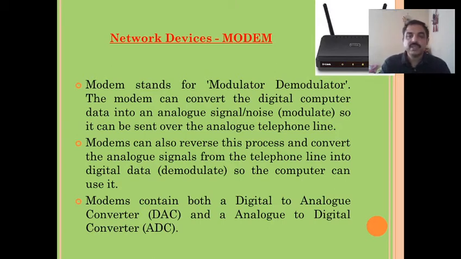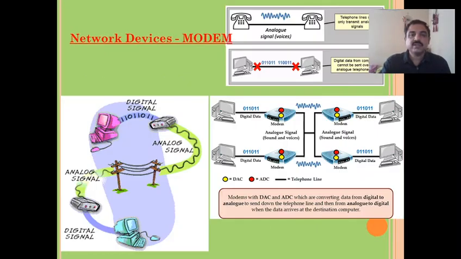So the digital signals that we create using a system cannot directly travel. So we need a conversion when it will travel through telephonic lines. Telephone lines can only transmit analog signals. Digital data from computers cannot be sent over analog lines. So what do you need? You need a conversion. That conversion is done with the help of a modem.